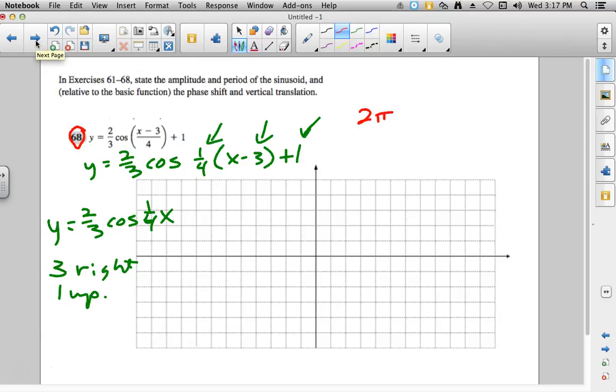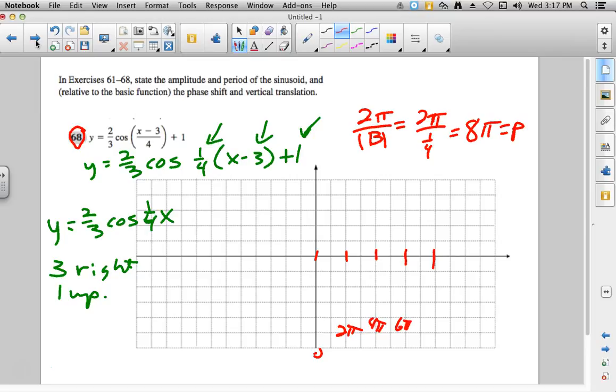So 2 pi over the absolute value of b, in this case is 2 pi over 1/4, which will give us 8 pi. So that's our new period, and we want to separate that into fourths. So that would be 2 pi, 4 pi, 6 pi, and 8 pi, like so. And then again, we remember that we had to have this at 2/3. So maybe I would mark this as 1/3 and 2/3 and use it that way.